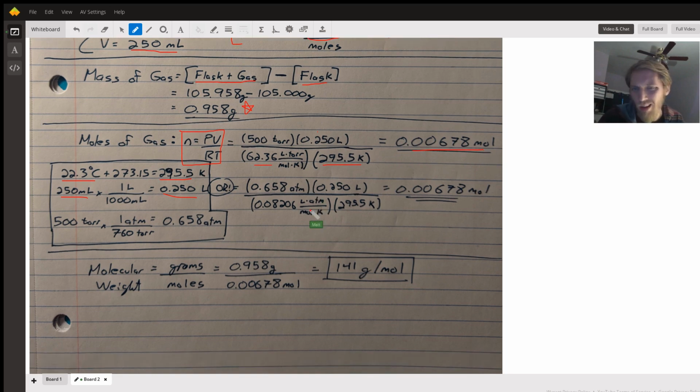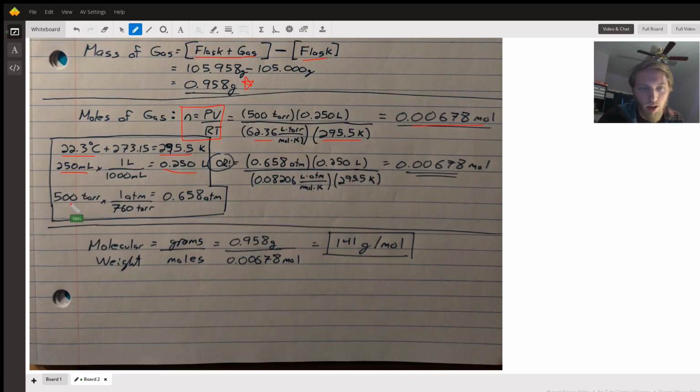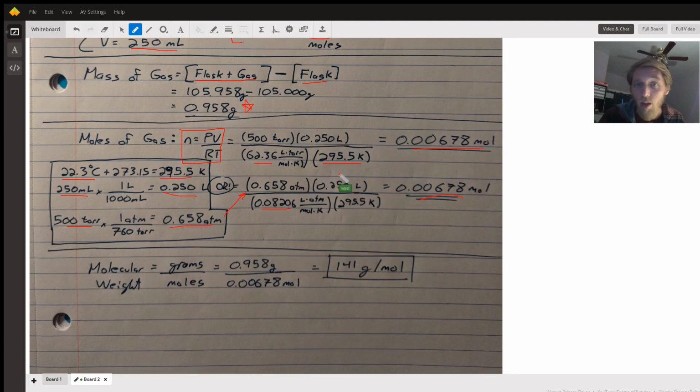Now, if you didn't like torr, and you took your torr and you divided by 760 to get 0.658 atmospheres, and instead use that for your pressure, and you use a different value for R, of 0.08206 liter atmospheres per mole Kelvin, you get the same answer. So it doesn't matter which one you use. It's just up to you which one you find easiest. But anyway, we've got moles and we've got grams.